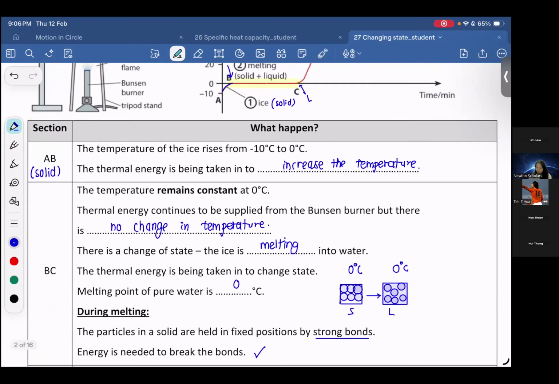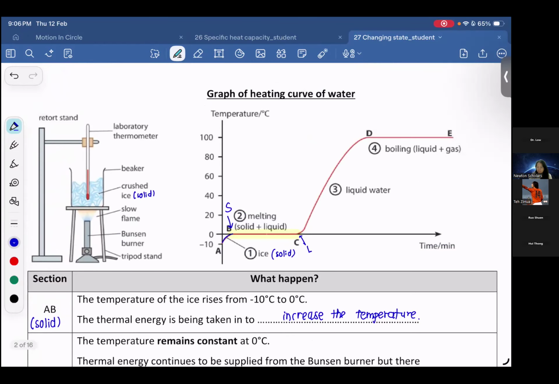Okay, so here we melt until all the ice has melted and become fully liquid. Then here, I still continue to supply heat, the Bunsen burner is still on, so the temperature of the liquid will start to increase from 0 to 100. So between C and D, there is no change of phase. Liquid is still liquid.